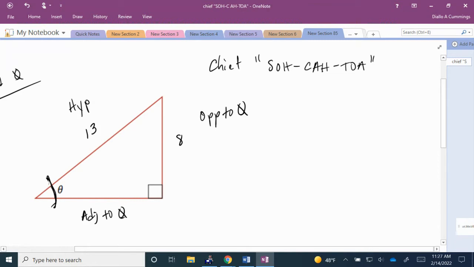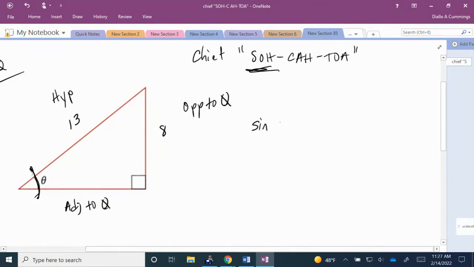All right, so which trig function can we utilize to find a given angle measure? Well, notice that when I set up my trig function, I must know at least 2 of the 3 items. So here I don't actually know my angle measure, but I know the opposite and I know the hypotenuse. So looking at Chief SOHCAHTOA, we can actually set up a sine function. I can write this out as the sine of theta equal to the opposite, which is 8, divided by the hypotenuse, which is 13.